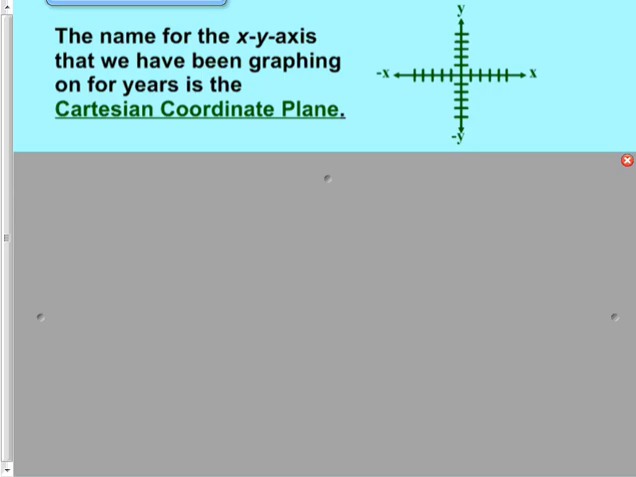Okay, now a little bit of basic vocabulary here for you. The name for the XY axis that you have been graphing on for years has an official name that is named after the person who developed it, and it is referred to as the Cartesian coordinate plane. This is vocabulary that you do need to get memorized. It is not unlikely that you will hear the Cartesian coordinate plane referred to in that language by questions that you may run into in the future.